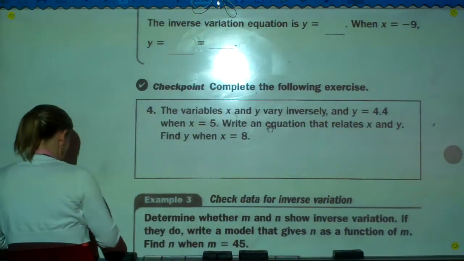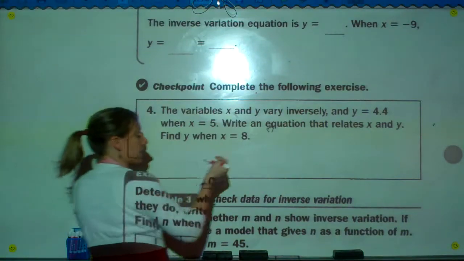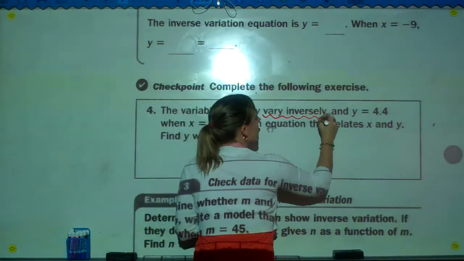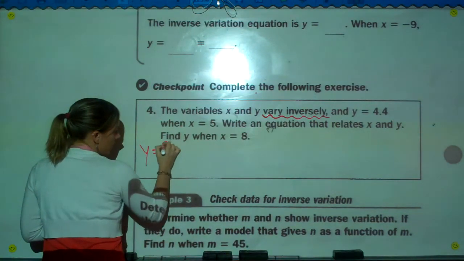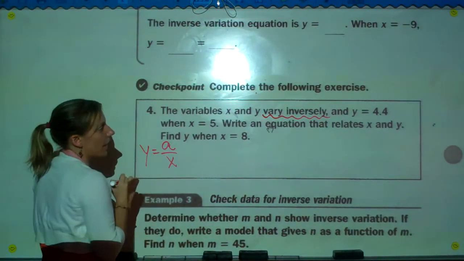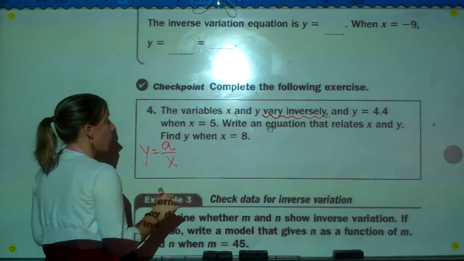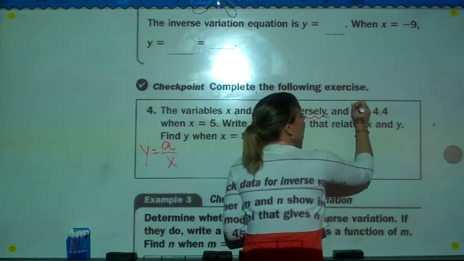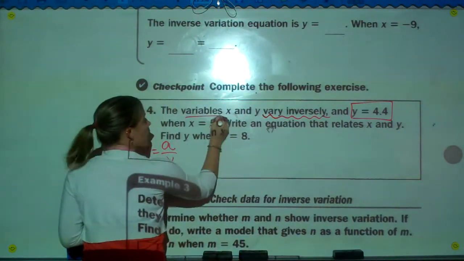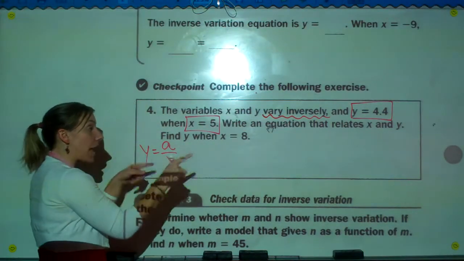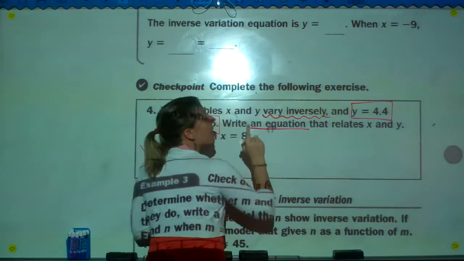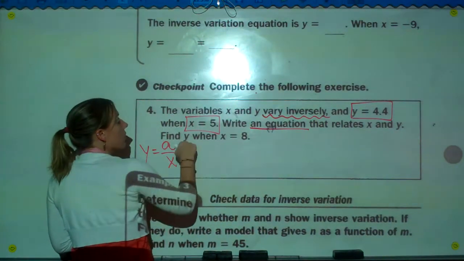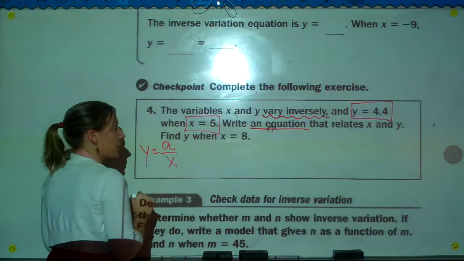The variables x and y vary inversely. So vary inversely means we're going to use y equals a over x. Y is 4.4 and x is 5. So we're going to use this pair first. That pair is then going to get us to our equation. That equation is then going to answer our question.